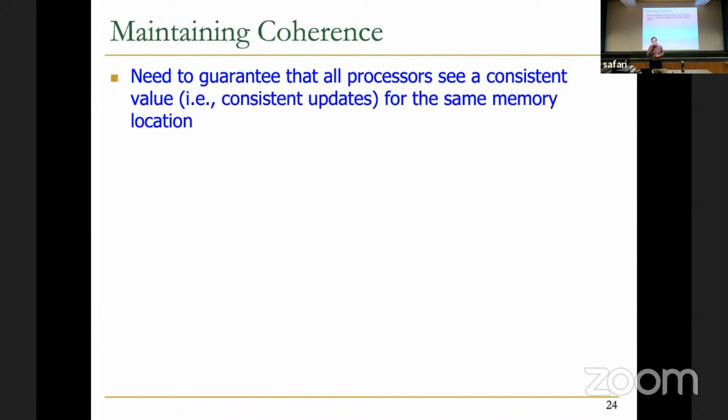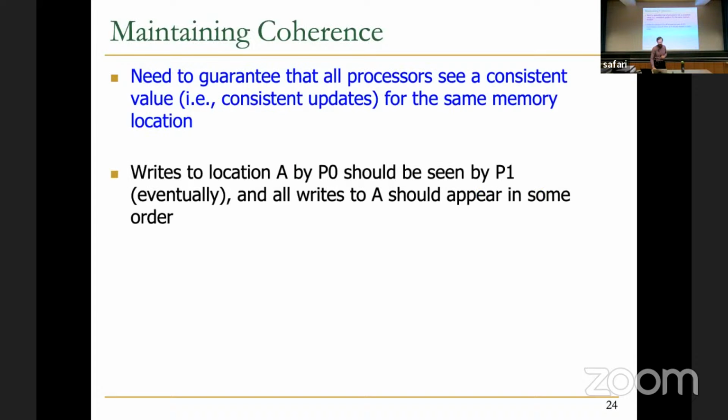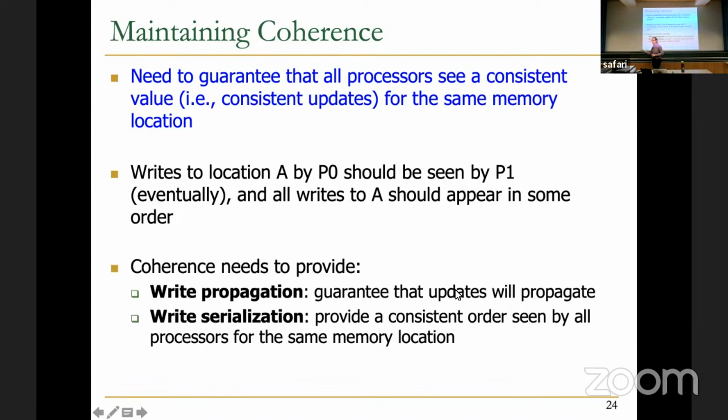Okay, so if you want to maintain coherence, you need to guarantee that all processors see a consistent value. In other words, consistent updates for the same memory location. Writes to a location A by processor 0 should be seen by processor 1 eventually. Eventually is important also. And all writes to A should appear in some order. So this requires two properties. You need to propagate the writes. Writes are also called updates. I'll use them interchangeably. You need to guarantee that all updates will eventually propagate. And you need to serialize the writes from the perspective of that location, providing a consistent order seen by all processors for that same memory location. This is required for coherence.